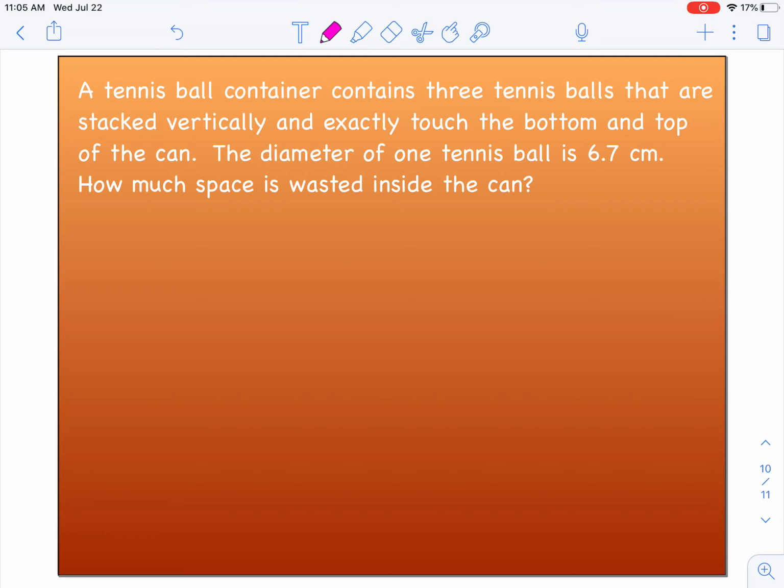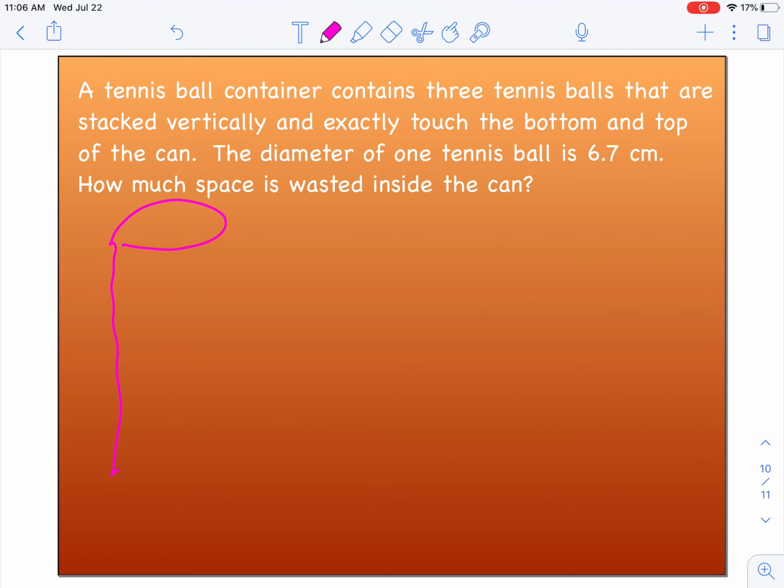Now we get some kind of interesting problems here. And so I'm going to see if you can challenge yourself a little bit to see if you can find and work through this problem. It says a tennis ball container contains 3 tennis balls that are stacked vertically and exactly touch the top and the bottom of the can. The diameter of one tennis ball is 6.7 centimeters. How much space is wasted inside the can?